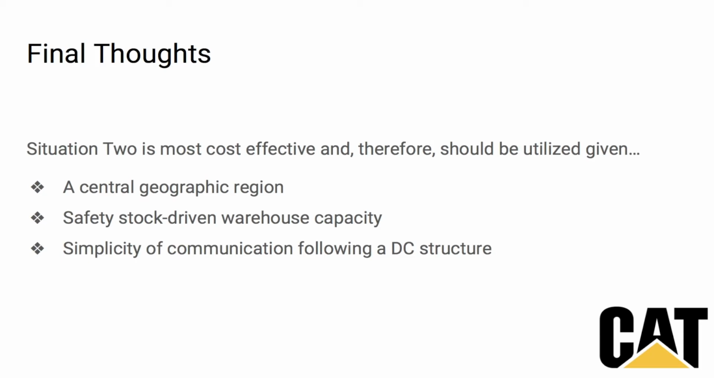So, in conclusion, we find that our second situation, the single hub and spoke format, to be the most cost-effective. Thus, we recommend that it be the network redesign utilized, subject to having a central geographic location, a warehouse capacity that is driven by safety stock, and the improved communication that comes from following a distribution center structure.